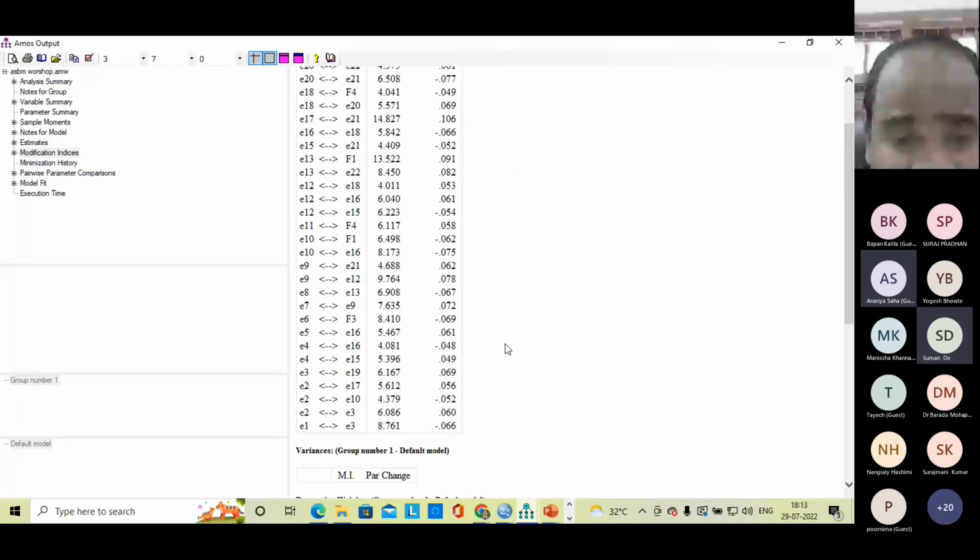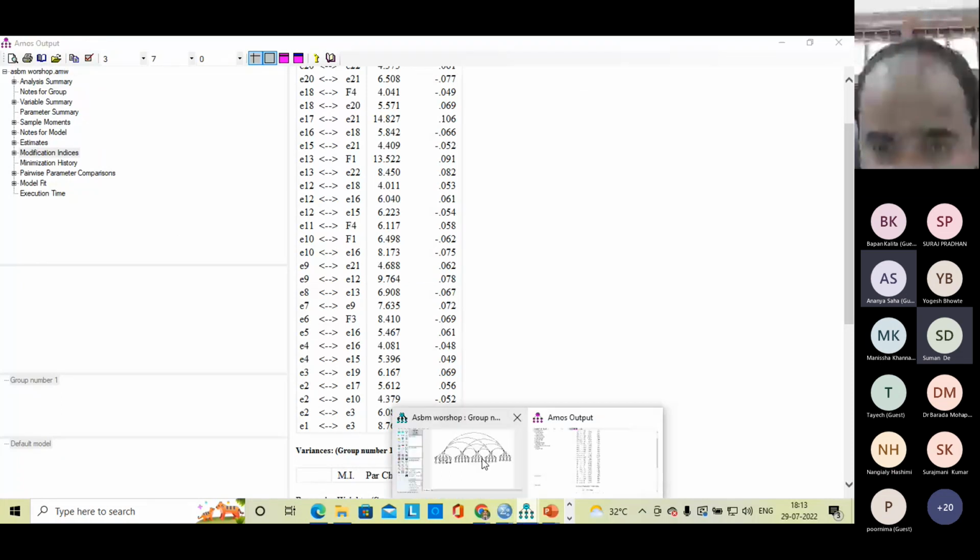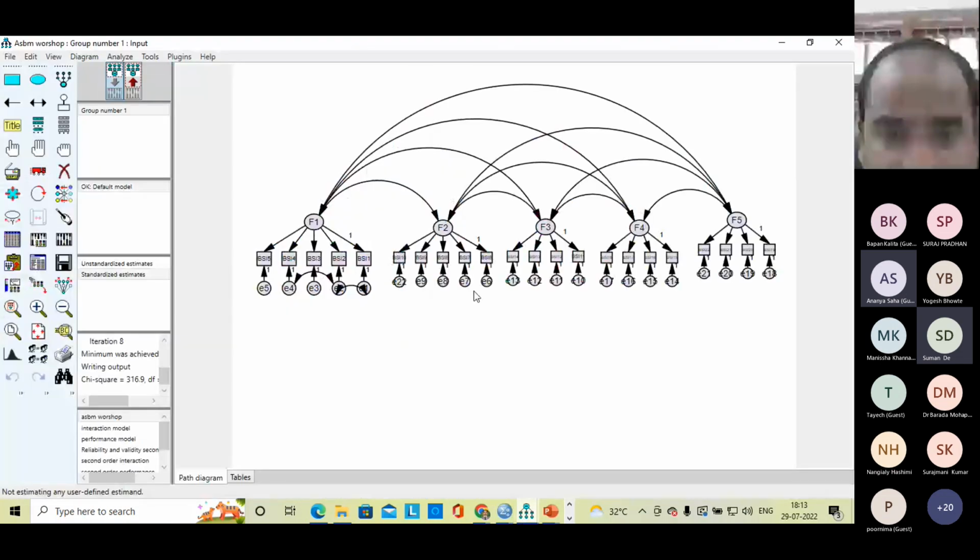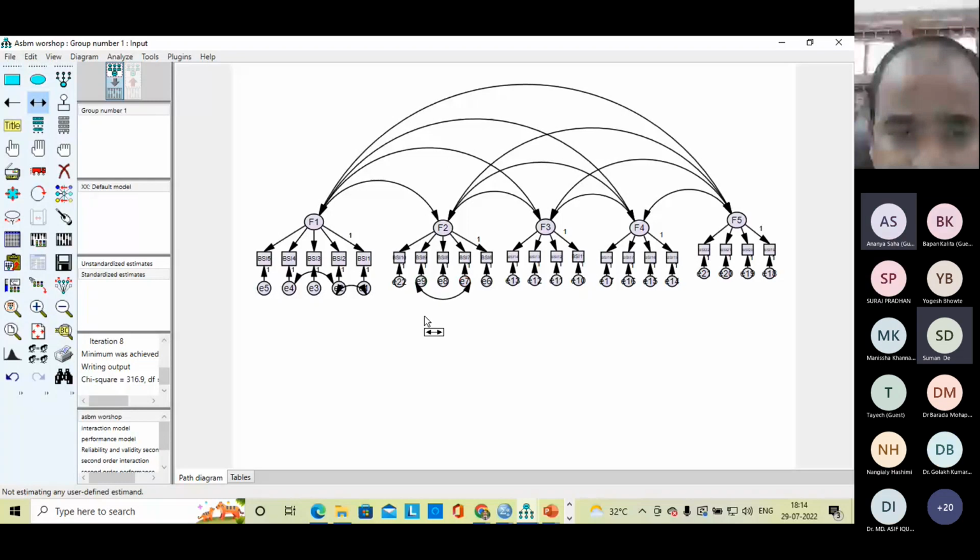7, 9. It can be correlated. 7 and 9. Because it is higher, it is coming. Now it is perfectly okay. It can be correlated. So this figure should appear, because it has been convex. Okay, so then estimate again.